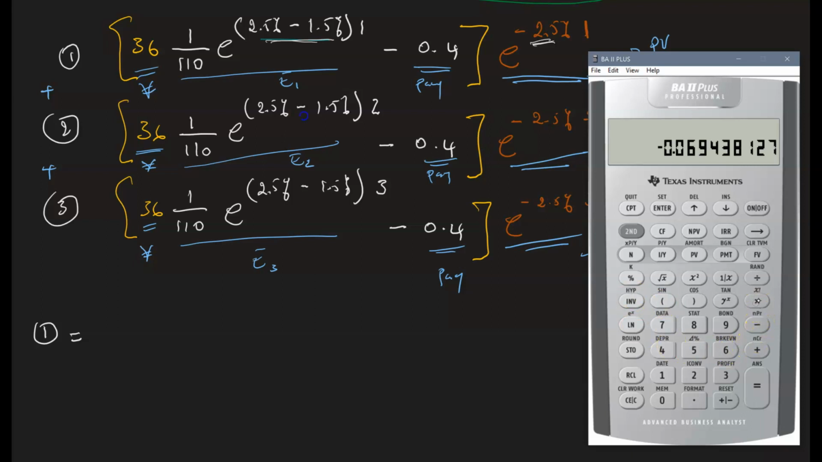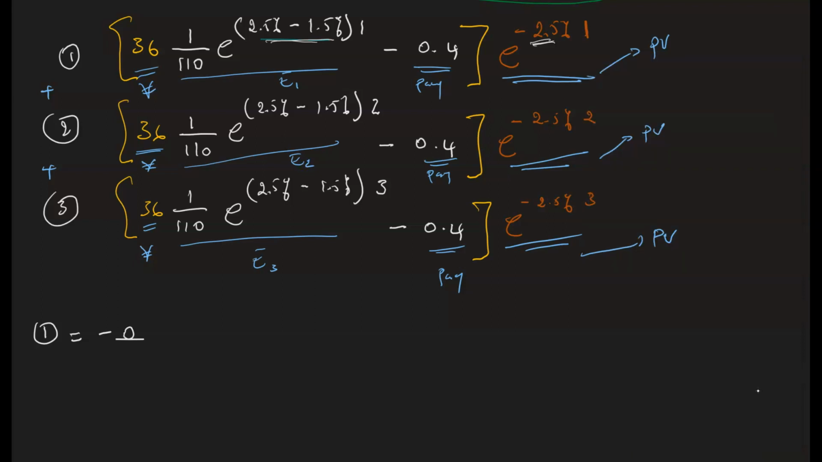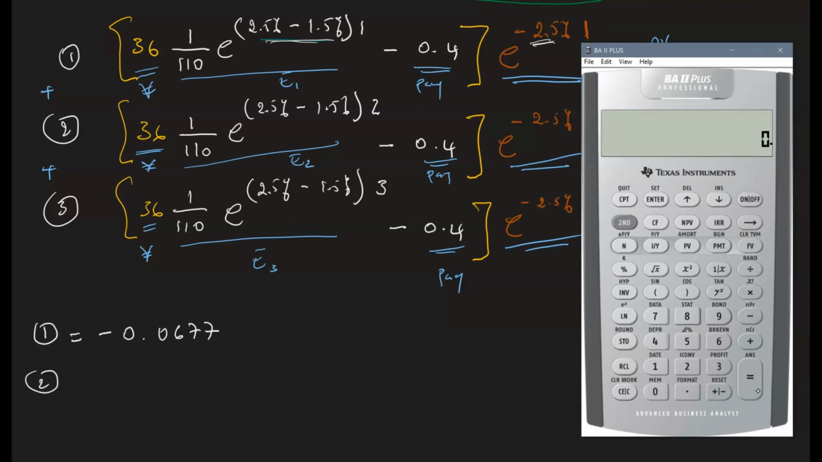I'm going to multiply that by store 1, which is the present value factor. So I'm going to multiply that by recall 1 equal, and so the first value is going to be equal to minus 0.0677, so it's going to be minus 0.0677.